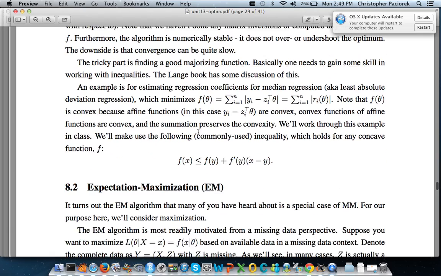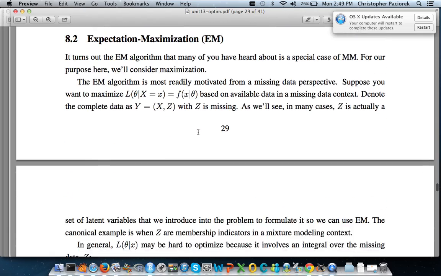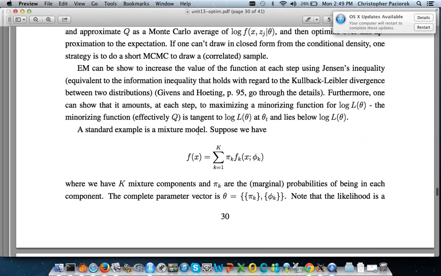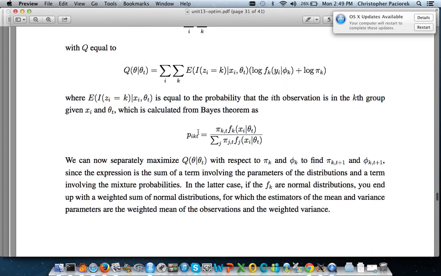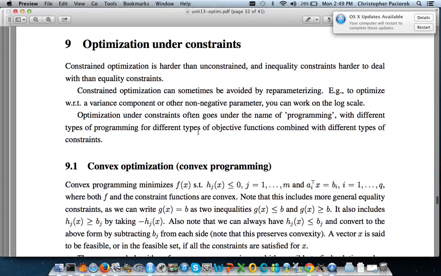Okay, so that was MM. EM I mentioned is a special case of MM. Okay, so now let's start talking about optimizing under constraints, and this will basically take us, well, obviously through the rest of today, but this will basically take us through Wednesday and through the end of the unit.